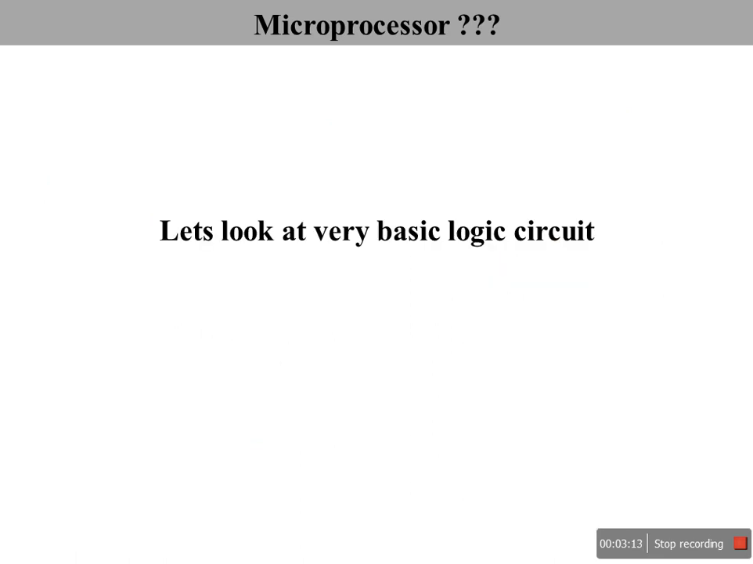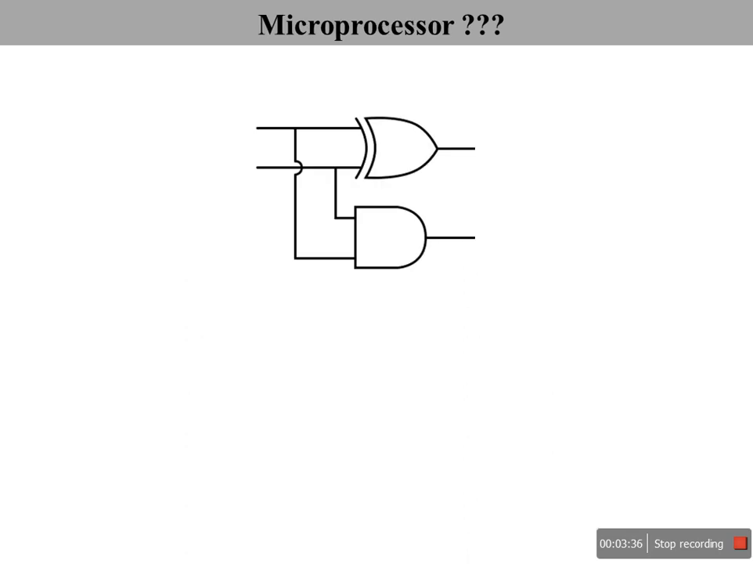But before we go to 8086, let's look at a very basic concept of microprocessor, like what is there inside a microprocessor, and what is a machine language, what is assembly language, how they are formed, and how the blocks in a microprocessor are presented, and how they will be functioning and how they can be programmed. Okay, let's look at a very basic circuit.